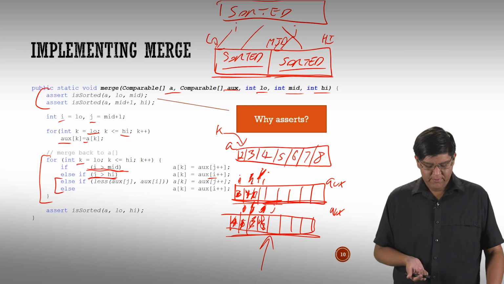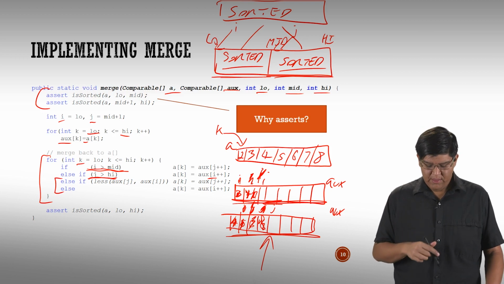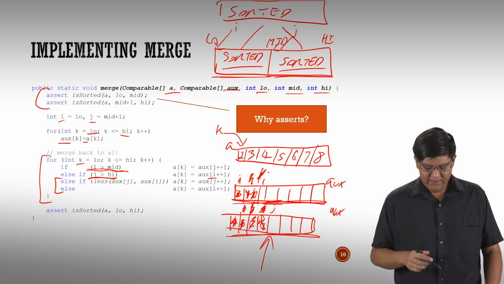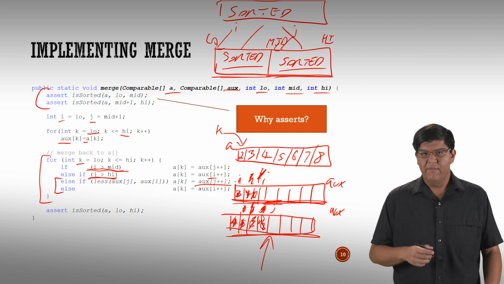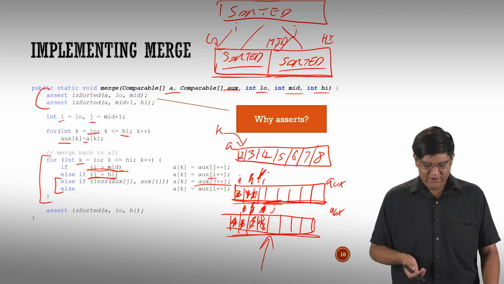We basically just compare them. So we say, is the element at position j less than the element at position i? Well, if it is, we'll copy from aux at j to a. We're taking from the right-hand array in that case.